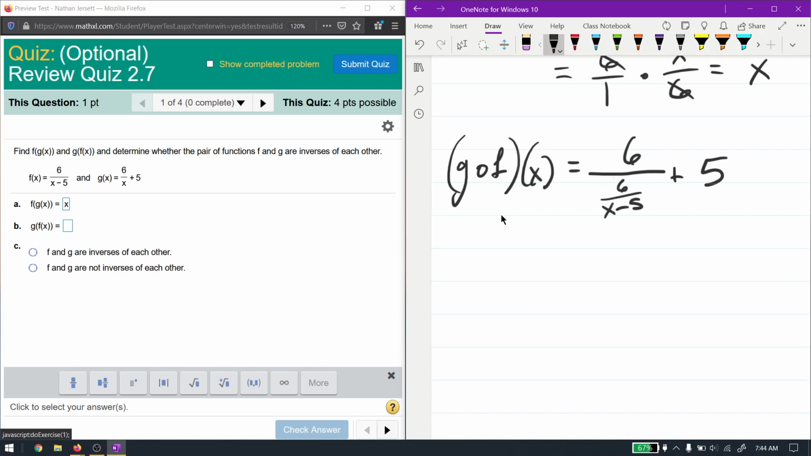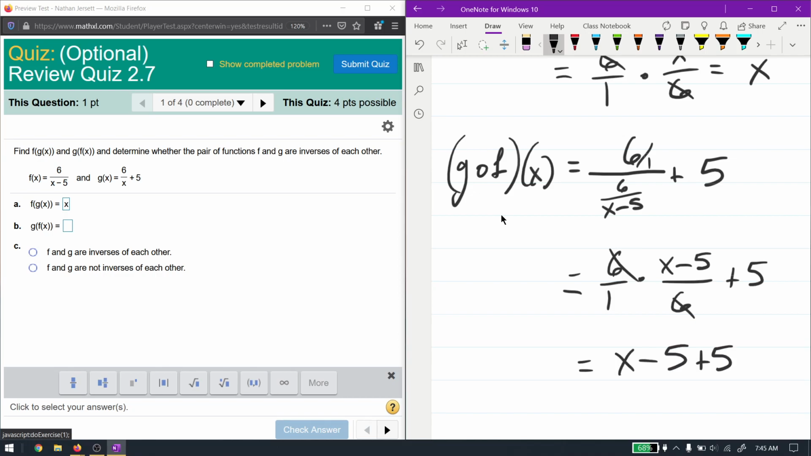Once again, we have a division by a fraction, so we're going to multiply by the reciprocal. 6 over 1 times x minus 5 over 6. 6's cancel. Oh, there's also a plus 5 there. And this whole thing becomes x minus 5 plus 5, which of course is just x.